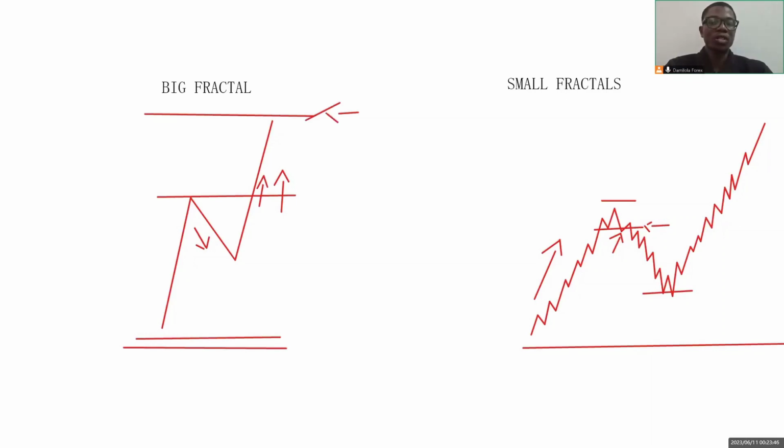But using the smaller fractals, we're able to see opportunities at the break of structure at this point. At the break of structure at this point, we're able to see the opportunity to sell to the lowest point right here. Probably this will be at the 61.8. Then at this point, we're also able to buy, to have an early buy entry, and buy to the end of the change of structure.